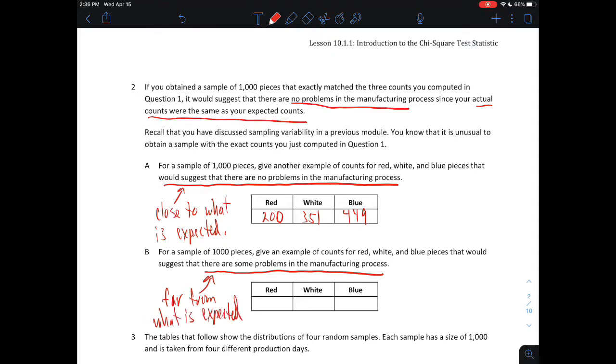Like, what if every single piece was red? 1,000 red. That would mean I'd have 0 white and 0 blue. That would be pretty far from what was expected. You can be creative and think of other options for this, of what seems to be close or what seems to be far from what's expected. But we're going to do another couple examples that'll do the same thing in just a little bit.